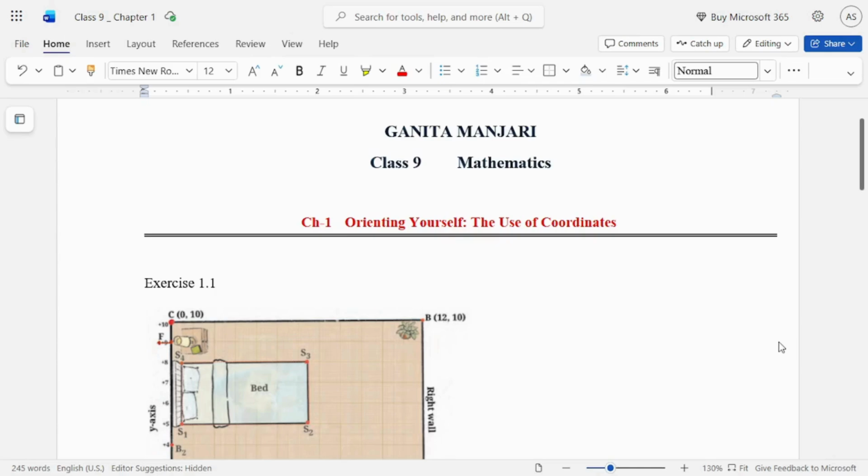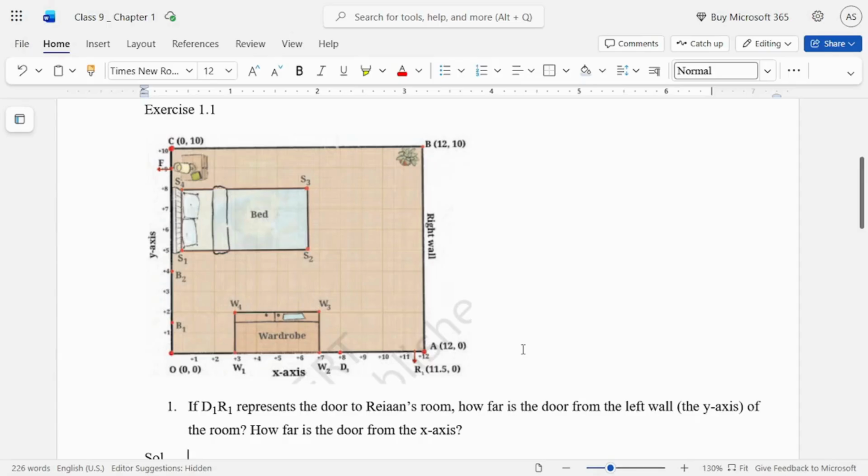In this video, we will discuss all questions of chapter 1 from class 9th mathematics Ganita Manjari, explaining each solution in very simple and easy to understand way. Let's begin with exercise 1.1. So in this exercise, an image has been given followed by few questions. Let's break them one by one.